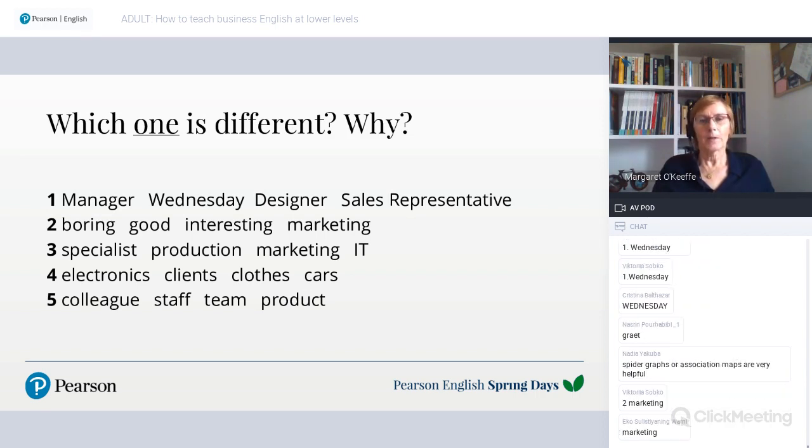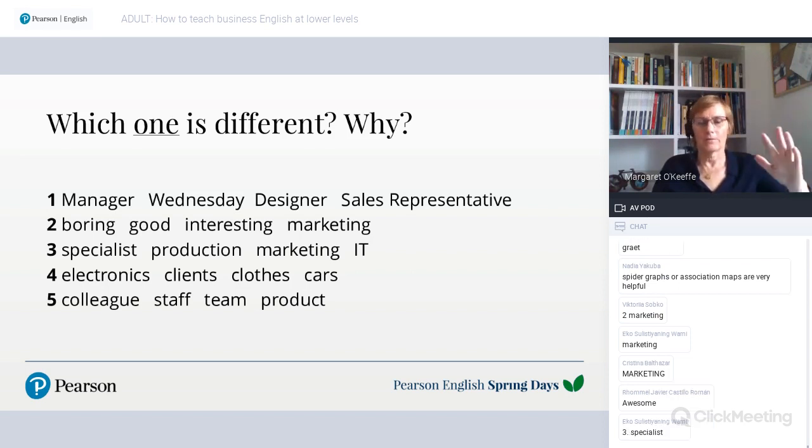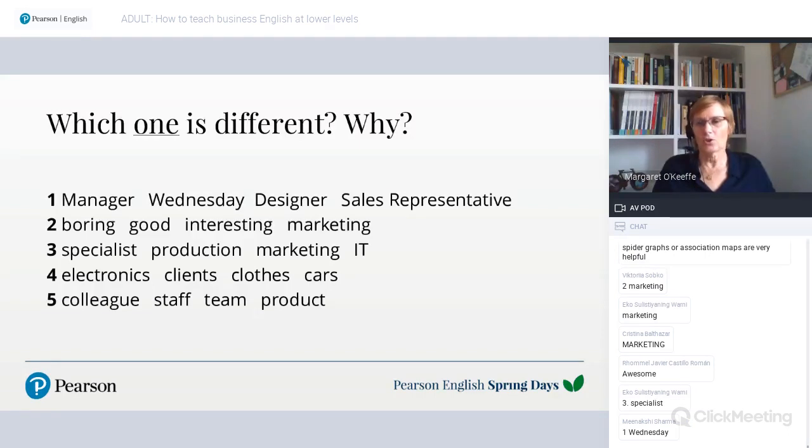Now, there's a little trick to this, because you might see an obvious one that's different, but if you look again, you might find another item that's different. So what I'm going to ask you to do is just choose one of those 5 groups, just choose one, and write in the chat box which one you think is different, and if you can see another possible answer to that question.